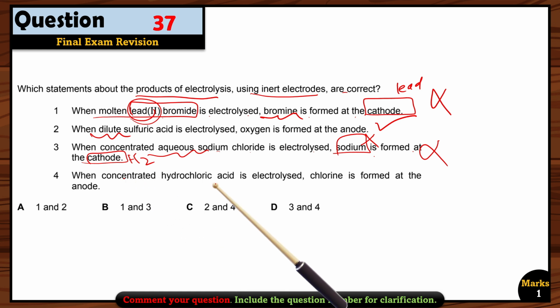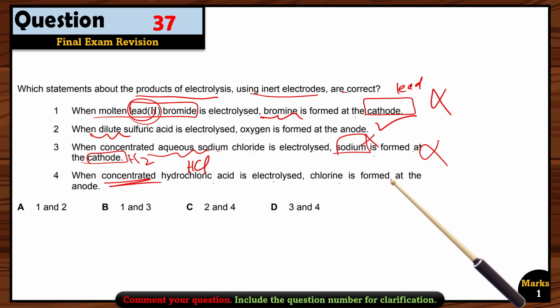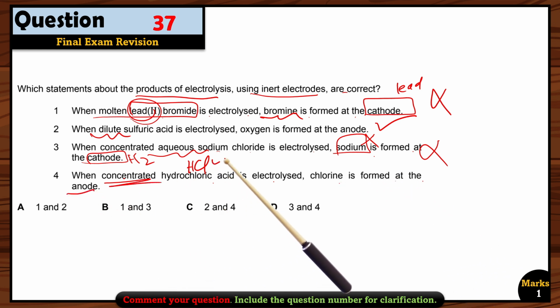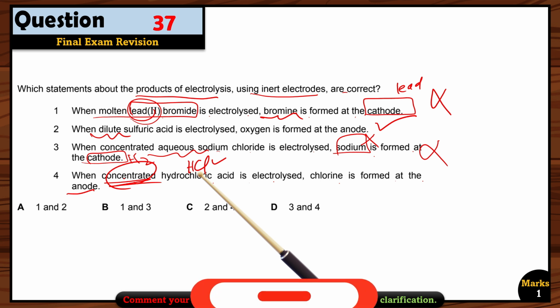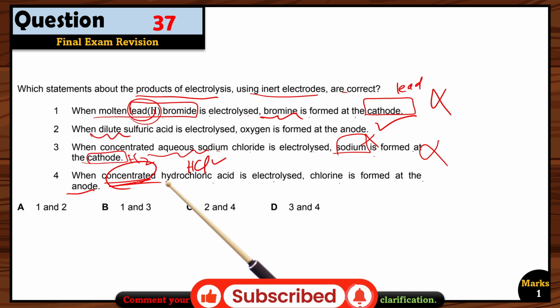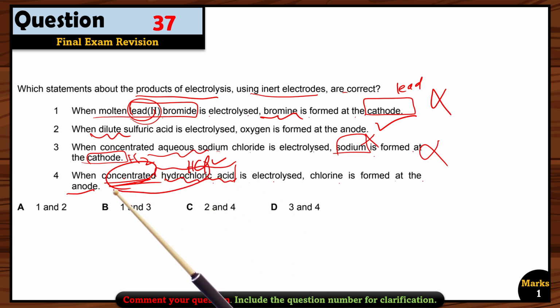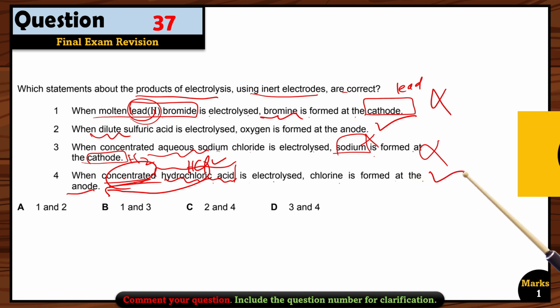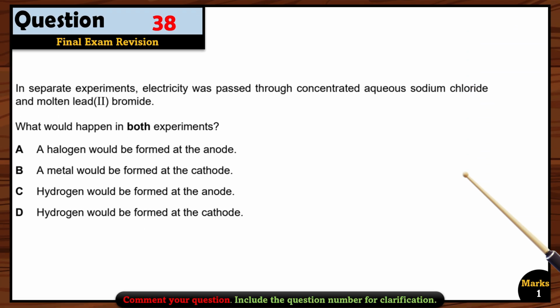When concentrated hydrochloric acid is electrolyzed, now this is concentrated. Chlorine is formed at the anode. Yes, that's right, because this is concentrated. So the anode depends on whether the solution is concentrated or dilute, right? If it is concentrated, you will get your own anion of the electrolyte. The anion is actually chloride ions, so chloride ions will move here and you will get chlorine gas. So this option is also right. So options 2 and 4 are correct. That is option C.